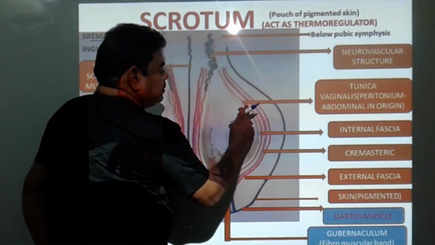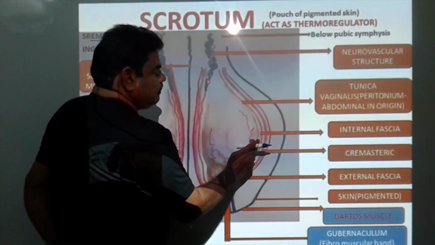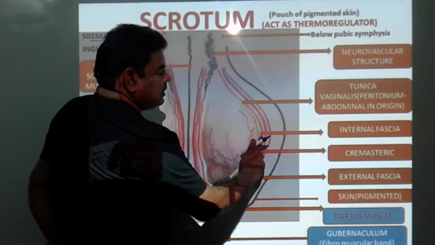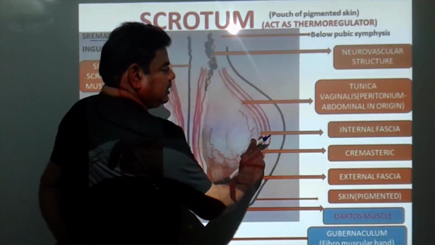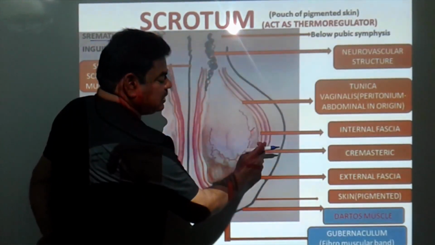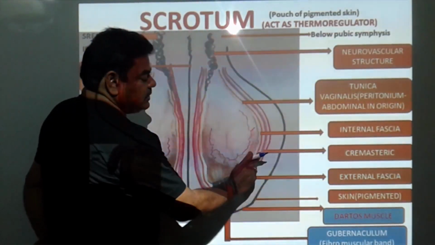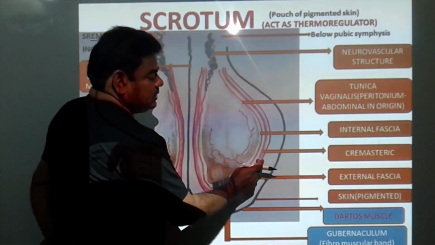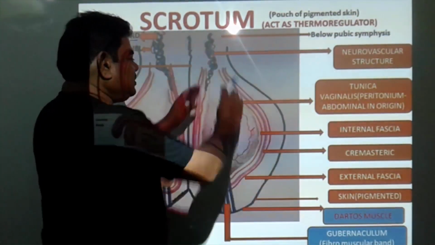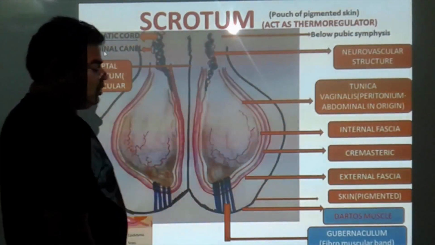Now this protective layer, the tunica vaginalis, made of peritoneum, is surrounded by the next layer known as the internal fascia. Then this internal fascia is again surrounded by another layer, which we call the cremasteric, and the cremasteric is again surrounded by the next wall, that is the external fascia. So the testes get protected by a multi-layered wall like this.